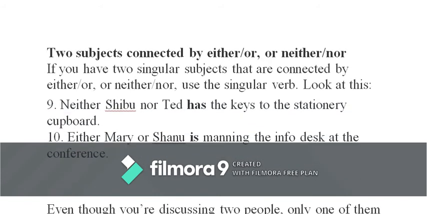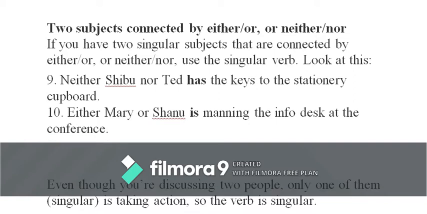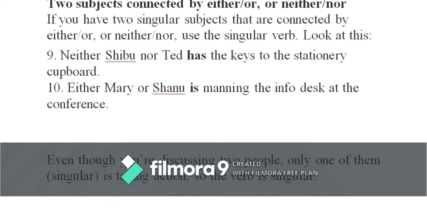I believe this is why: even though you are discussing two people, only one of them, singular, is taking action. So the verb is singular. That means both the sentences above are correct. As I have read the sentences separately with one name and the remaining part of the sentence, that is the way to read it. When you combine the two sentences, the common part of the sentence will remain as one, and both the subjects will get added in the sentence with neither/nor and either/or. Let us proceed.